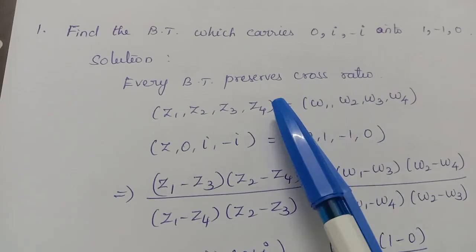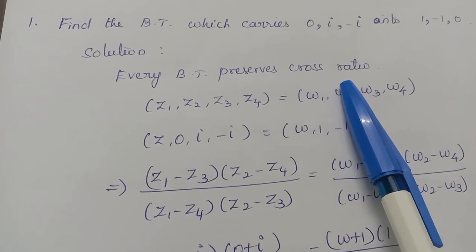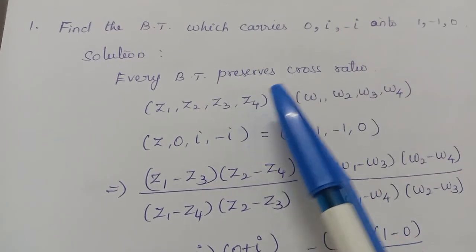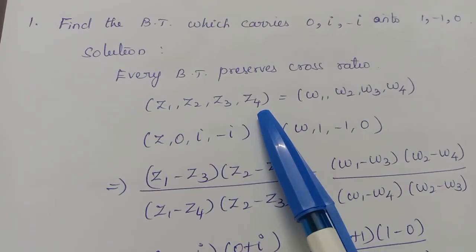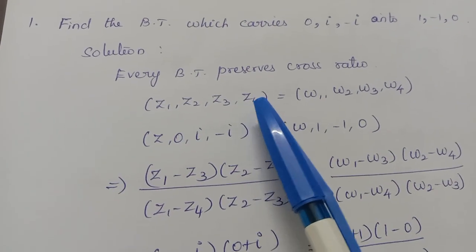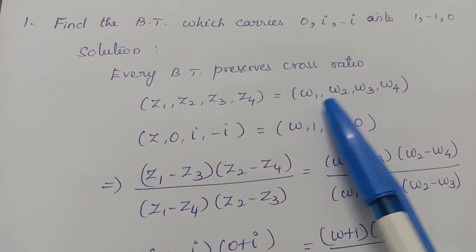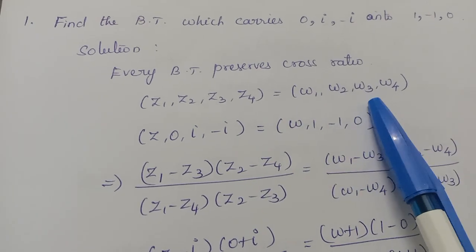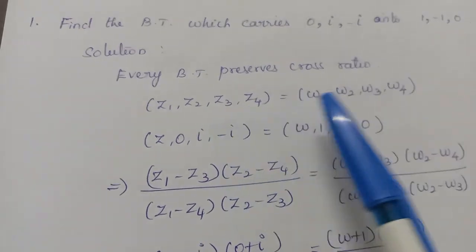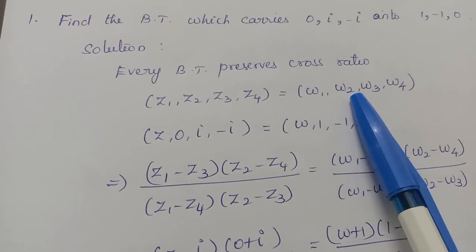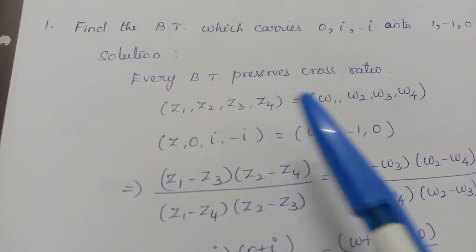Okay, for this we are going to make use of the property that every bilinear transformation preserves cross ratio. What is a cross ratio? For defining cross ratio, we need 4 distinct points. If Z1, Z2, Z3, Z4 are 4 distinct points in the Z plane, then their cross ratio is equal to the cross ratio of their corresponding images, where W1, W2, W3, W4 are the images of these Z's in the W plane. So these cross ratios will be equal for any bilinear transformation. This concept only we are going to make use of for finding the bilinear transformation.